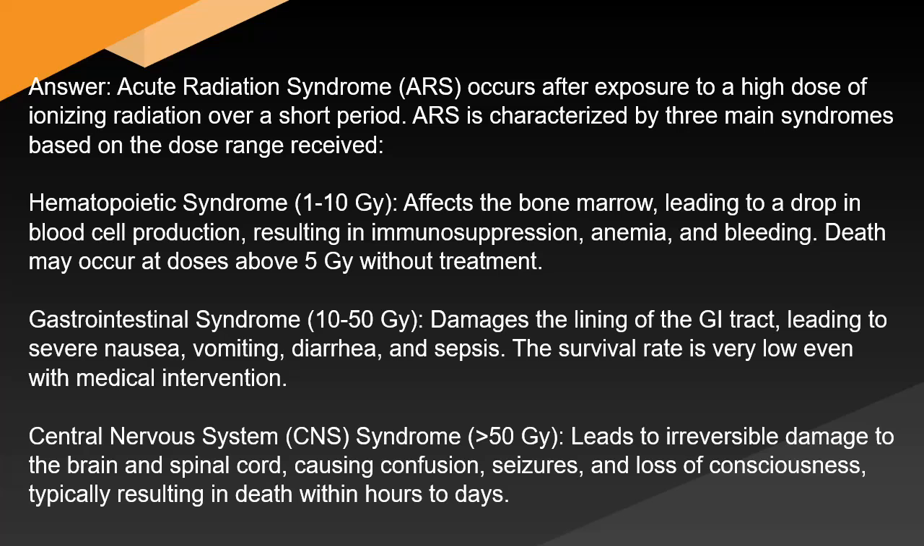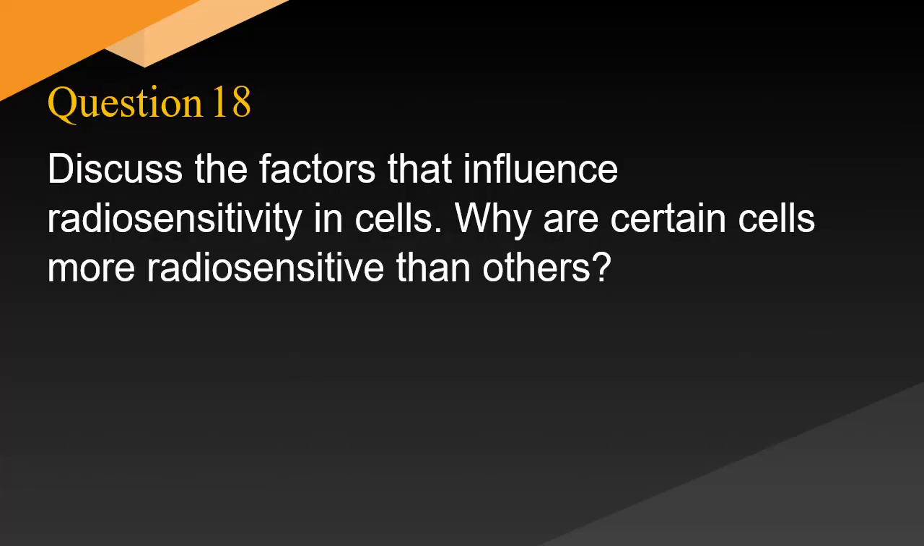Central nervous system (CNS) syndrome, 50 Gy, leads to irreversible damage to the brain and spinal cord, causing confusion, seizures, and loss of consciousness, typically resulting in death within hours to days. Discuss the factors that influence radiosensitivity in cells. Why are certain cells more radiosensitive than others?